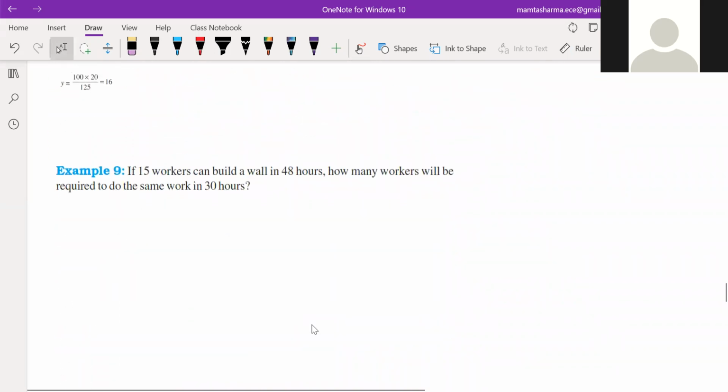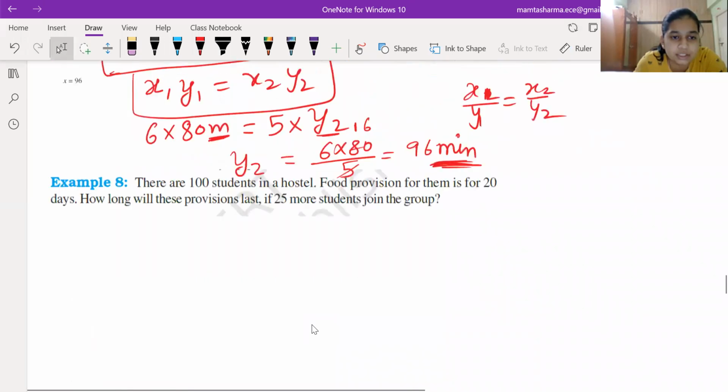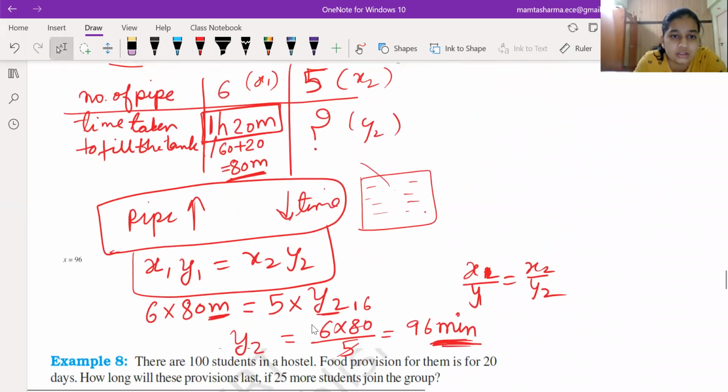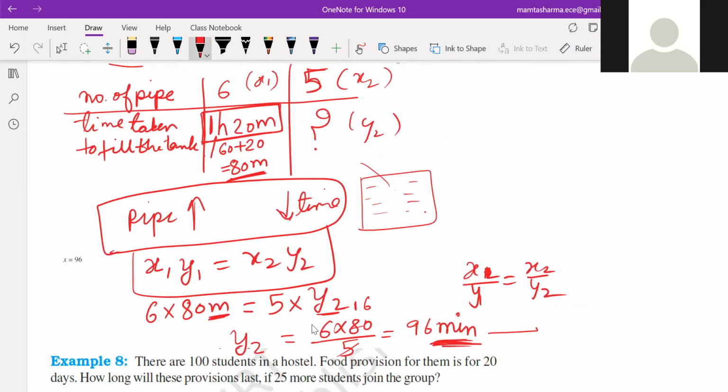Ma'am, we can write it as 1 hour 36 minutes, no? Because the time is given in hours. Yes, if you want to convert into hours, you can convert it. See, 96 by 60.